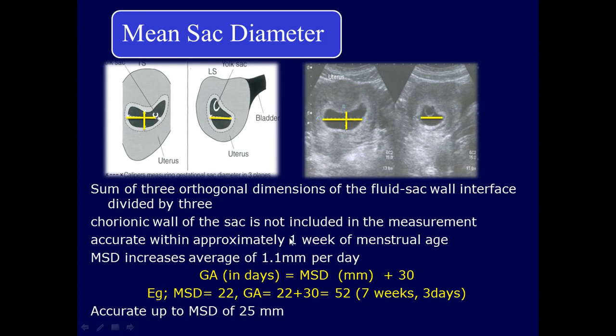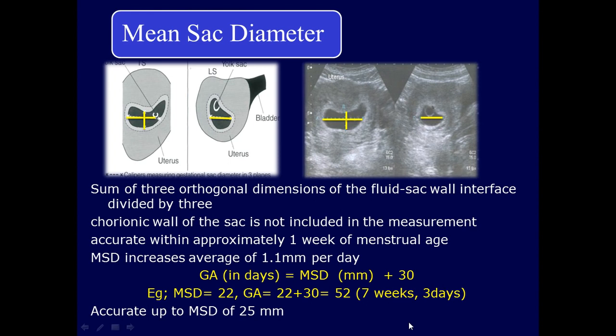Gestational sac measurement is accurate within approximately 1 week. Mean sac diameter increases about 1 millimeter per day in early gestation. Gestational age in days can be calculated by adding 30 to the mean sac diameter in millimeters. For example, if mean sac diameter is 22 millimeters, then gestational age equals 22 plus 30, which equals 52 days or 7 weeks and 3 days.